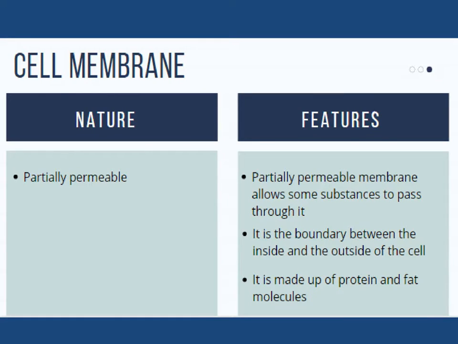Cell membrane is a partially permeable membrane, sometimes known as the selectively permeable membrane or also differentially permeable membrane. Partially permeable membrane allows some substances to pass through it, whereas it stops the other substances to pass through it, acting as a barrier. So therefore, it is a boundary between the inside and outside the cell. It is made up of protein and fat molecules.